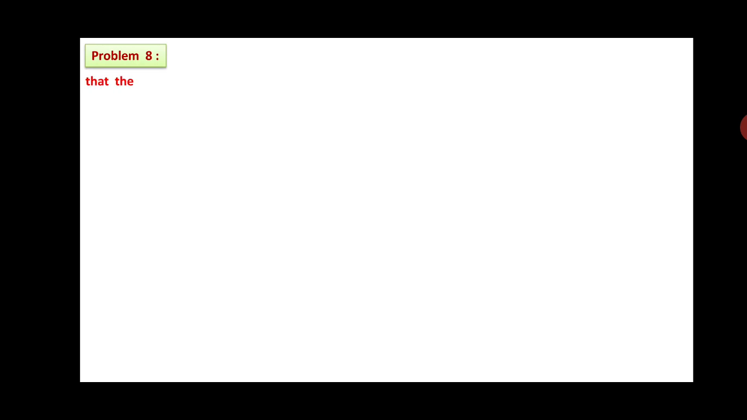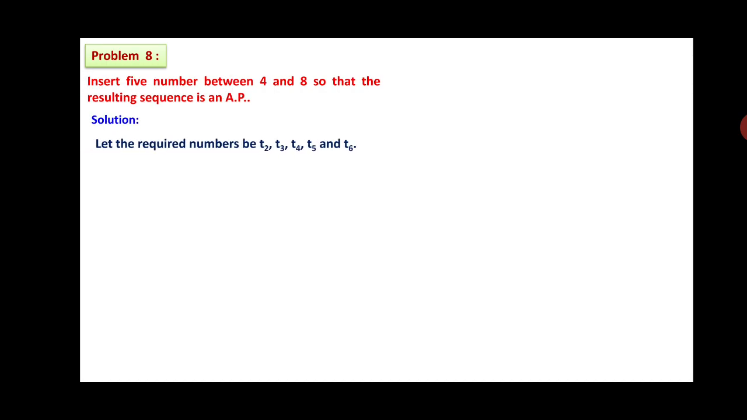Now we'll consider the last problem, that is 8. Insert 5 numbers between 4 and 8 so that the resulting sequence is an AP. Friends, here the solution will continue. Let the required numbers be T2, T3, T4, T5, T6. These are the 5 numbers that are going to be inserted between 4 and 8. So the resulting sequence should be in AP.